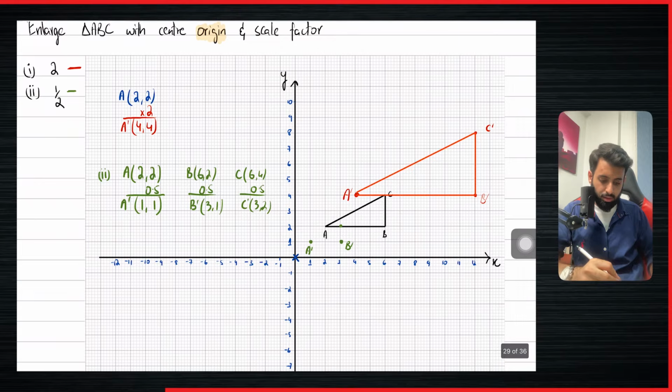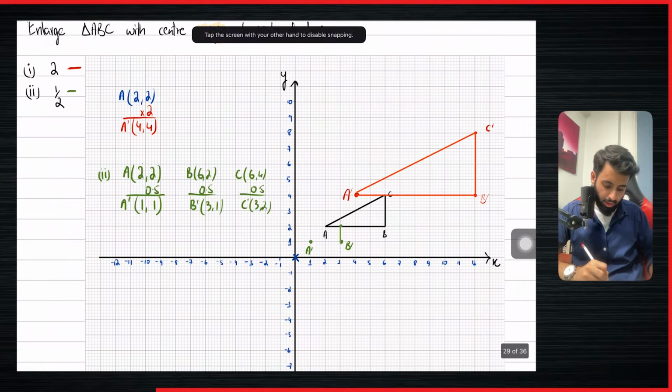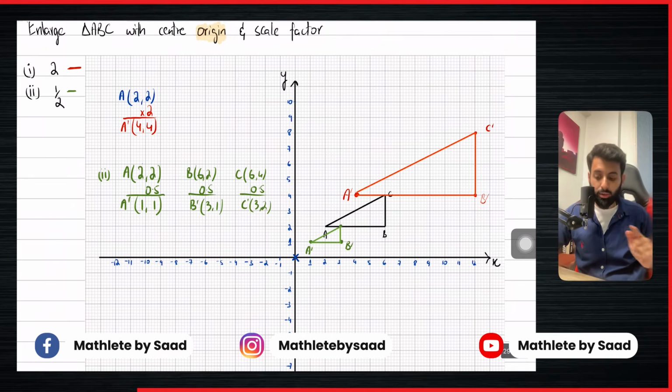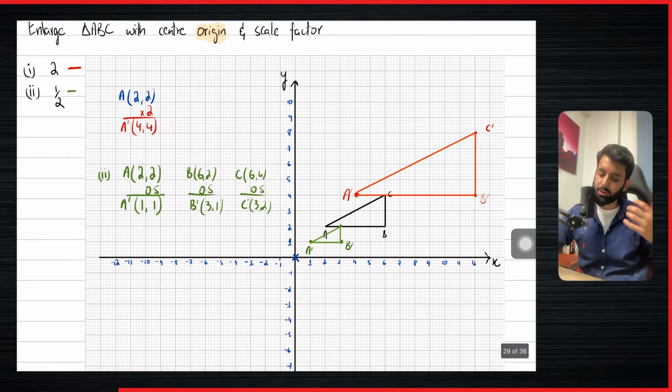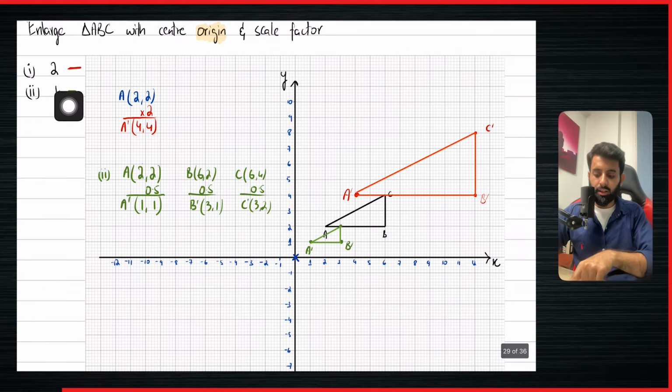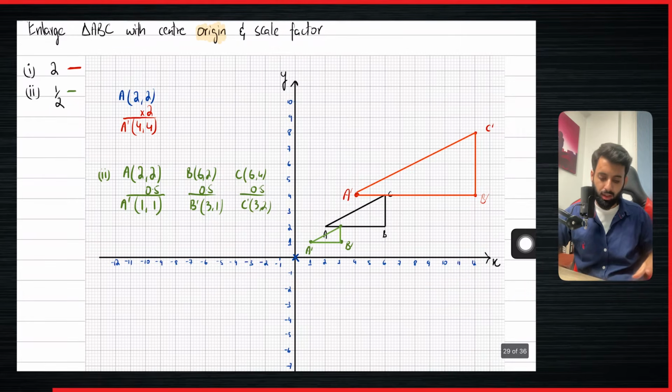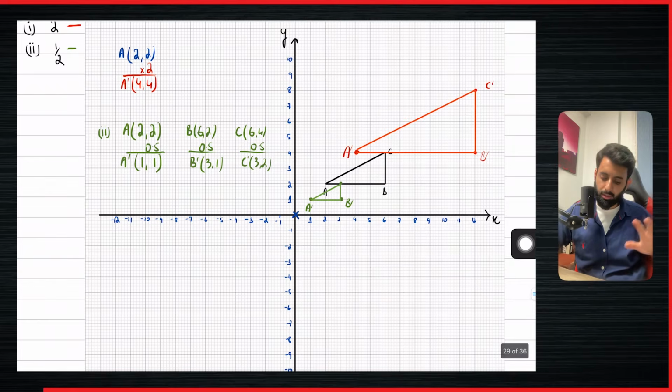Now it has gotten really small, but the idea is that when the scale factor is in between 0 and 1, the image gets smaller. Okay, so I want you to take these mental notes. If the center is origin, we can simply multiply the coordinates of the object by the scale factor in order to get the coordinates of the image. Mental note number 1. Mental note number 2 is that when the scale factor is in between 0 and 1, the image gets smaller. Okay, and we'll formally write this down, don't worry about it.